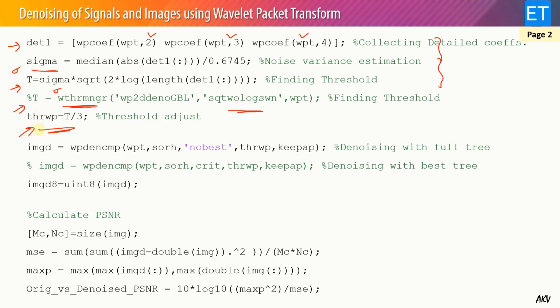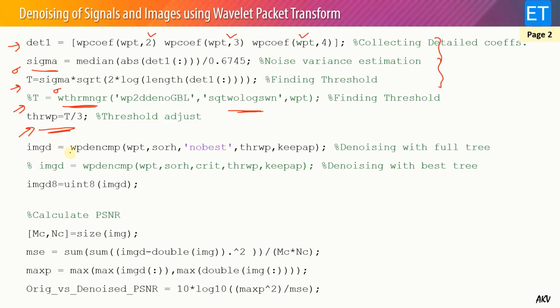Why am I using this? If you are aware of the square root log method or MAD sigma estimation, you may know that this median absolute deviation method actually overestimates the noise variance. So in this case the estimated threshold is too large. If you use that threshold value, you will get over smoothing or over filtering. So just empirically I found that if you choose t by 3, I mean 1/3 of the estimated value, your results are very good.